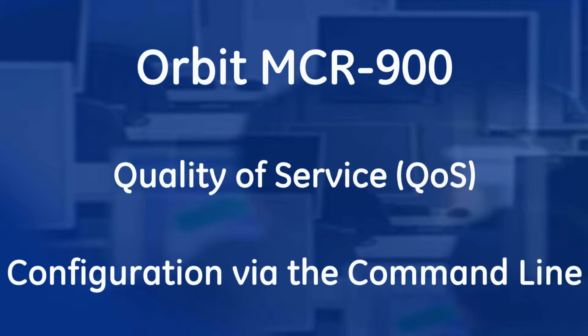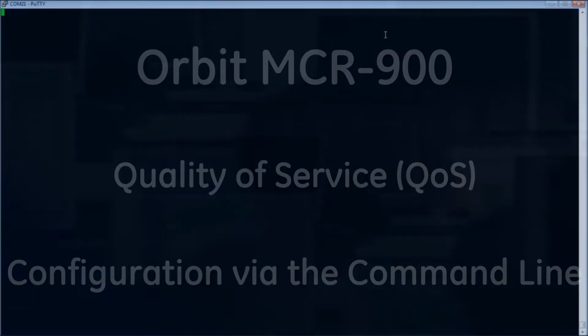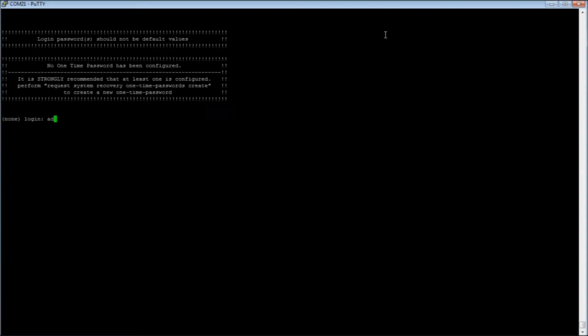In this video, we will be configuring Quality of Service, or QoS, on the Orbit MCR900 via the command line. This video is part 2 of a multi-part Quality of Service series. Feel free to view video 1 if you have not yet done so. Continuing with the example from the previous video, let's configure the Orbit MCR900.